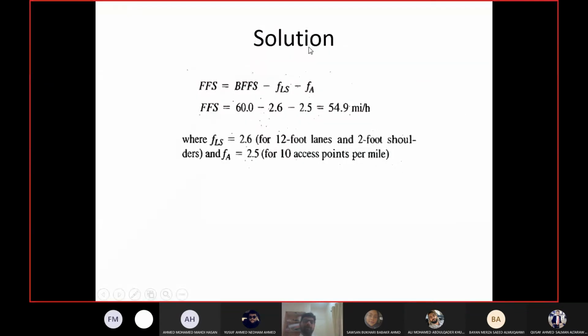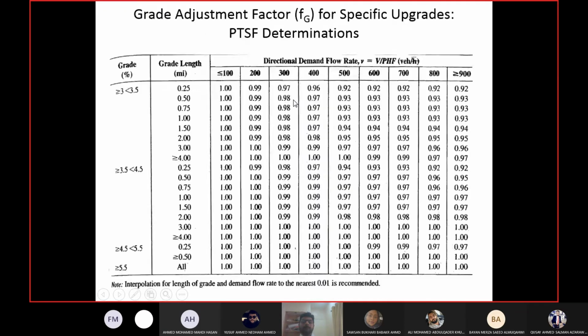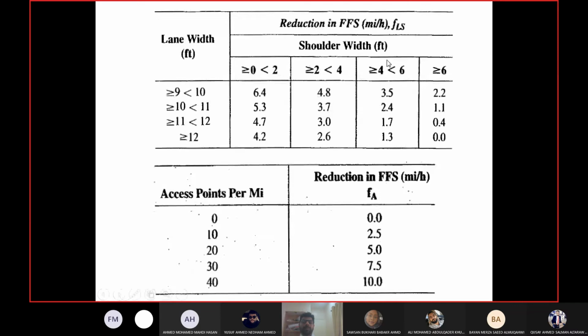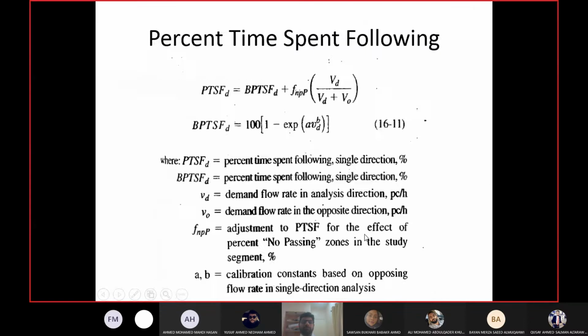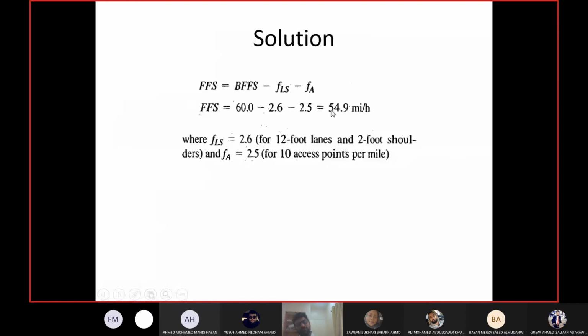They give me the base free flow speed value. I need the factor for lane width and shoulder width, and I need the factor for access point density. For 12 feet lane width and 2 feet shoulder width, the factor is 2.6. Access points 10 per mile, so the factor is 2.5. So base value minus 2.6 minus 2.5. So the free flow speed is 54.9 miles per hour.